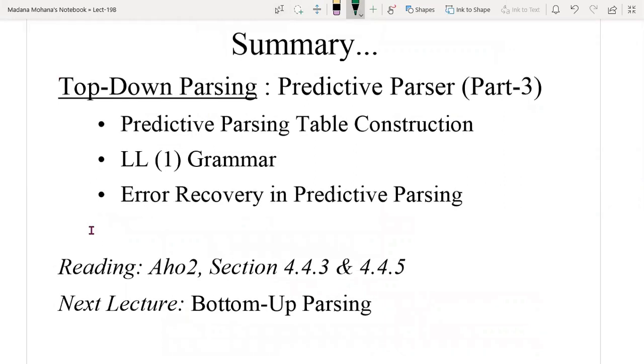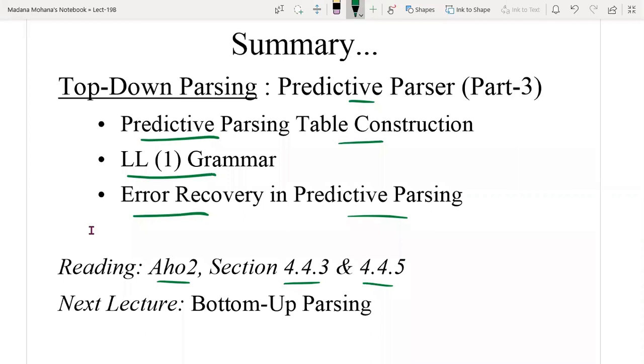Now coming to the summary of this lecture. This is the last part of the predictive parser. Here what we discussed: predictive parsing table construction, then LL1 grammar, then error recovery in predictive parsing. For this, the reference is AHO2 sections 4.4.3 and 4.4.5. So till now, our top-down parsing is completed. We discussed one technique, the recursive descent parser, with and without backtracking. Then the second technique is the predictive parser.